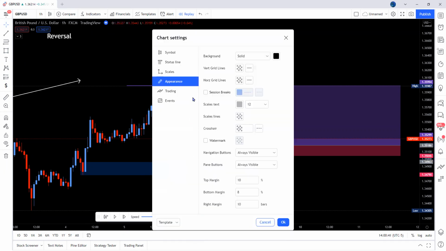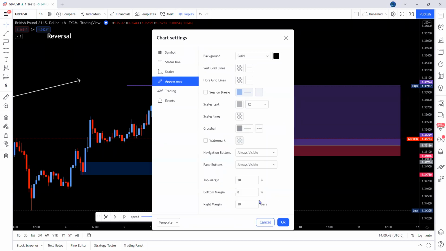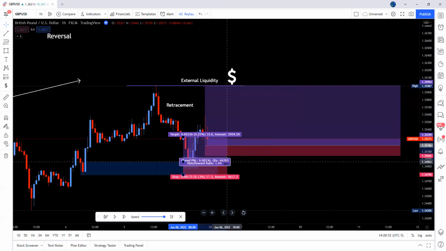Actually, let me put the crosshair back on because it's really not helping with the lag. I don't know why it's lagging, but apparently it's lagging for me on my screen at least.